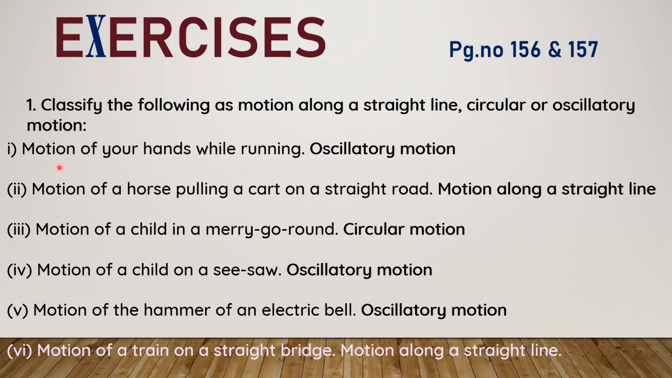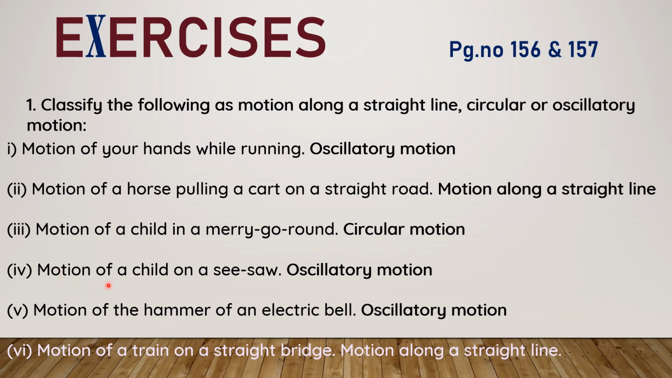Okay, first one, motion of your hands while running. That is an oscillatory motion. Next one, motion of a horse pulling a cart on a straight road. That is motion along a straight line. Third one, motion of a child in a merry-go-round. That is a circular motion.